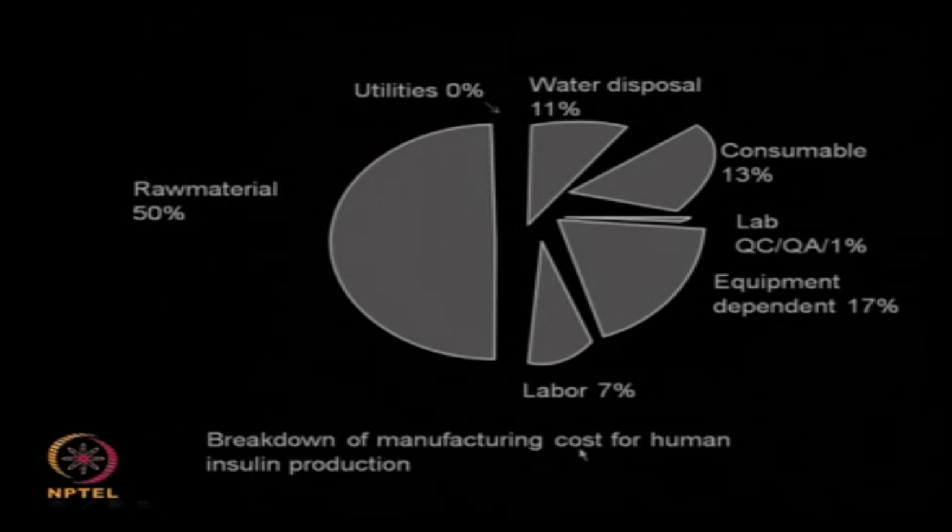So if you look at the breakdown of manufacturing cost for human insulin, 50% is the raw material cost, 17% is because of the equipment, 13% is because of the consumables which are used in the various downstream steps. What are consumables? Consumables may be solvents, consumables may be gases which you are using, consumables may be salts which are used for salting out. So all these are called consumables, and 11% is because of the water which you are using, water disposal. So that means effluent related cost. So 50% of the cost is raw material related cost. So there is a lot of scope for performing optimization so that the raw material cost can be brought down.